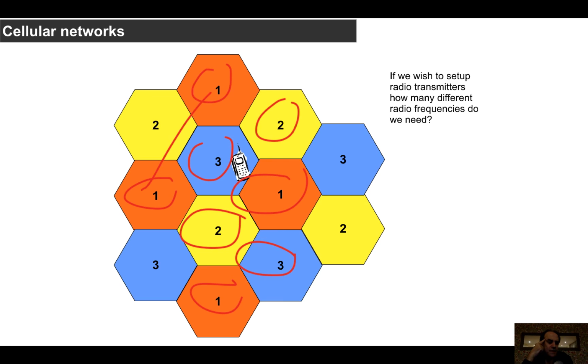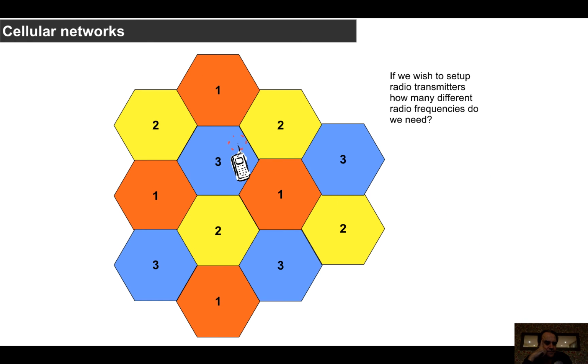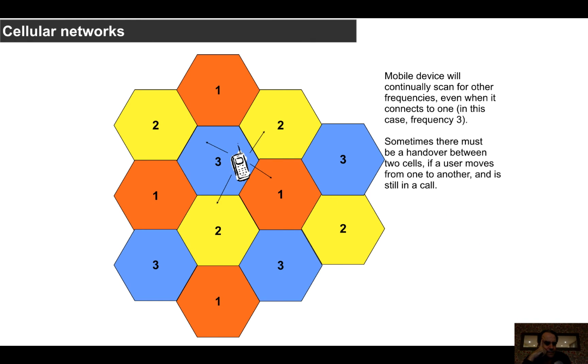And this is the way that Wi-Fi networks typically work. What we don't want is one to overlap with one, because the signals will interfere with each other and reduce the throughput. So in this case, we can have 3 different frequencies, and we move through the frequencies as we go through the system. Okay, so in this case, the device is connecting to 3, and then as we move, we can move into 2, and so on.